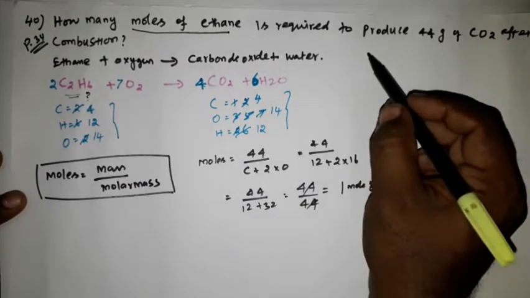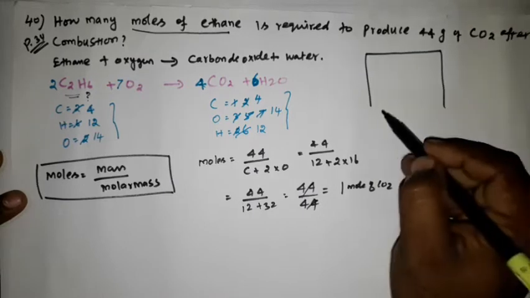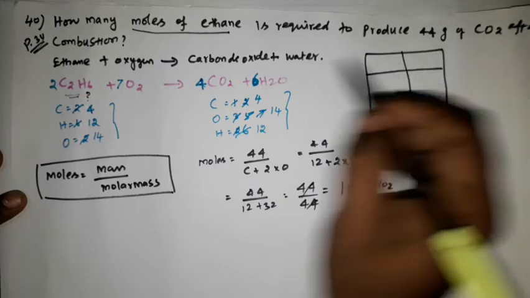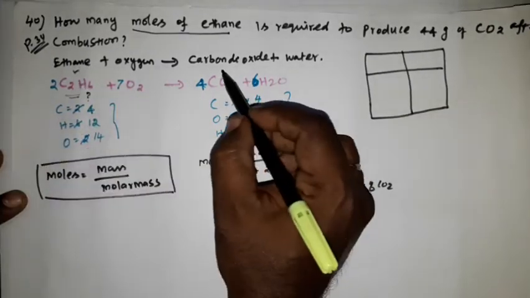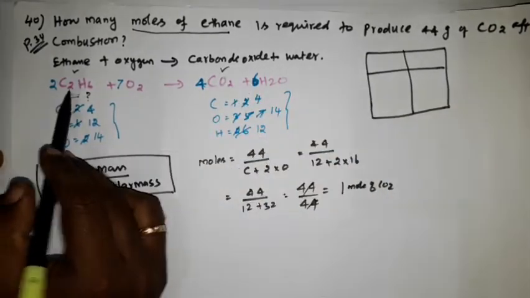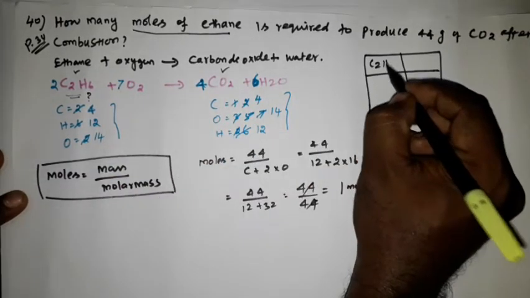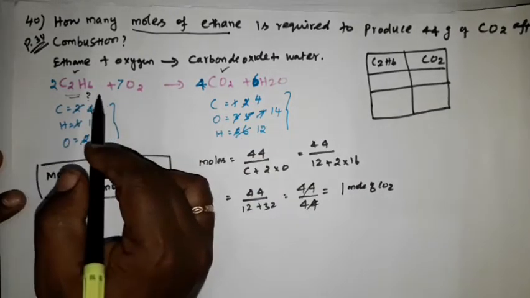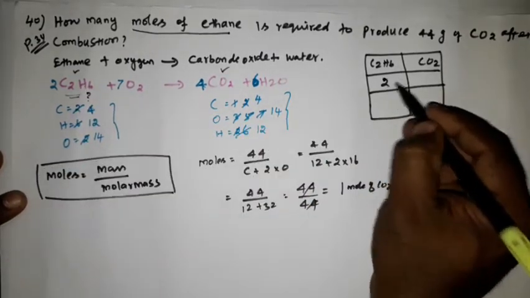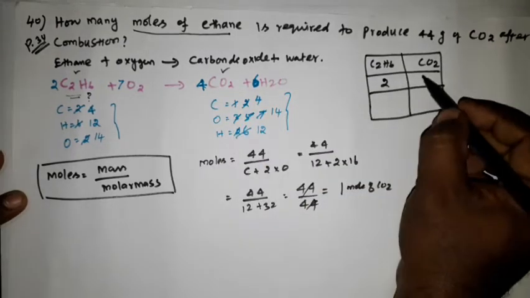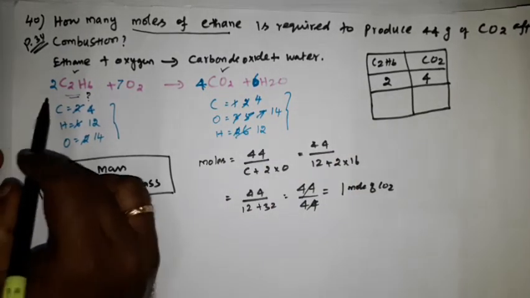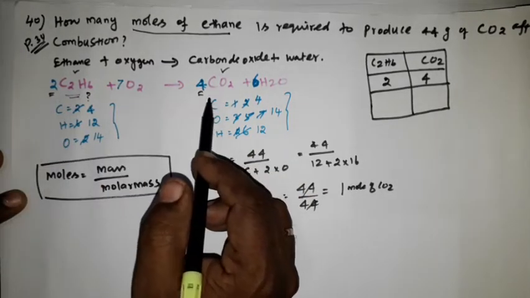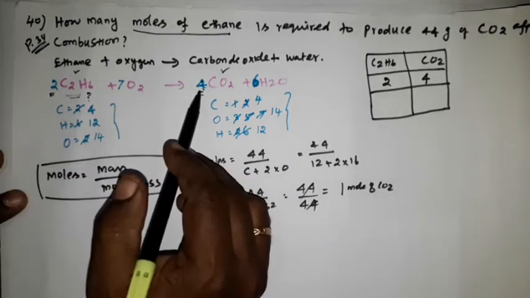Now you can make one small box. Here select C2H6 and CO2, because ethane is C2H6 and carbon dioxide is CO2. According to the balanced equation, 2 moles will produce how many moles of carbon dioxide? 4 moles of carbon dioxide. See, this is the number of moles, 2 moles and this is 4 moles according to the stoichiometric coefficient. So we are considering 2 moles here, 4 moles there.